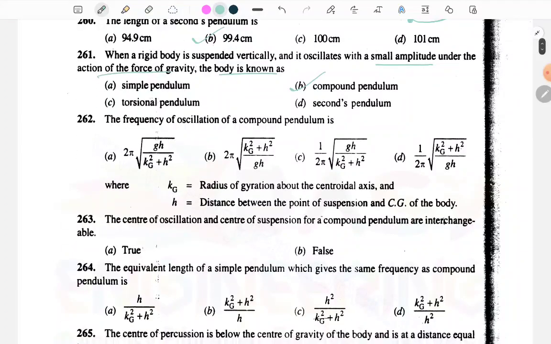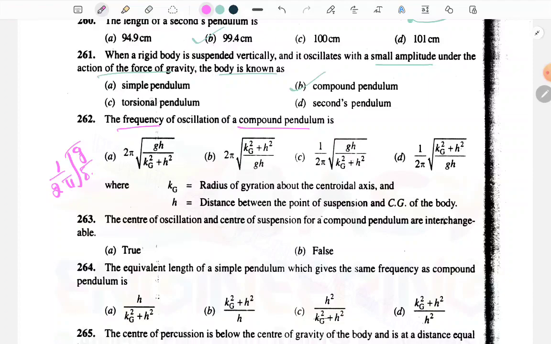Next, frequency of oscillation of a compound pendulum. First of all, frequency itself. Frequency means 1 by 2 pi will come, and under root of g by something delta will come.